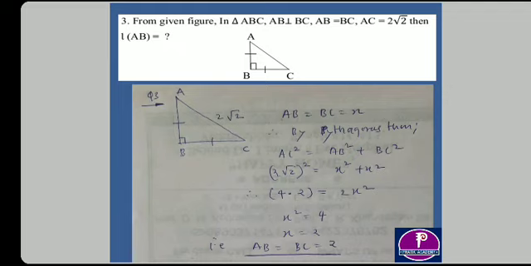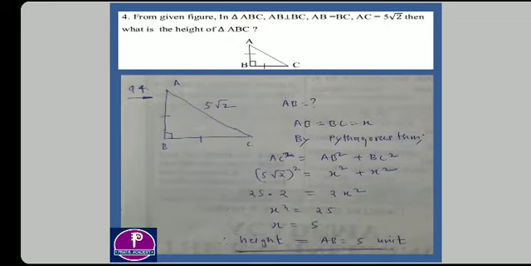Option C, sorry, problem 3. Triangle ABC, AB is perpendicular to BC, AB is equal to BC, AC is given 2 root 2. We find out length AB. So AB is equal to BC. So take as x and use Pythagoras theorem. We get x as 2.